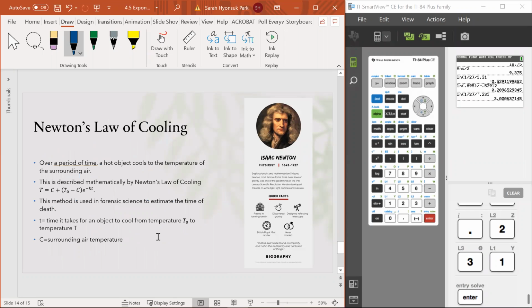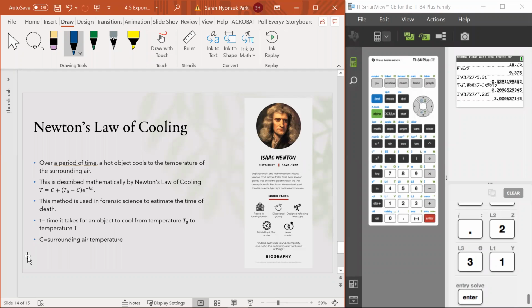It's Newton's law of cooling. So Newton's law of cooling uses the exponential decay here. Over a period of time, a hot object cools down to match the temperature of the surrounding air. So Newton came up with this formula. T is equal to C plus parentheses T initial minus C parentheses e to the negative kt power. This is also used in forensic science to estimate the time of death, to compare the temperature of the body.